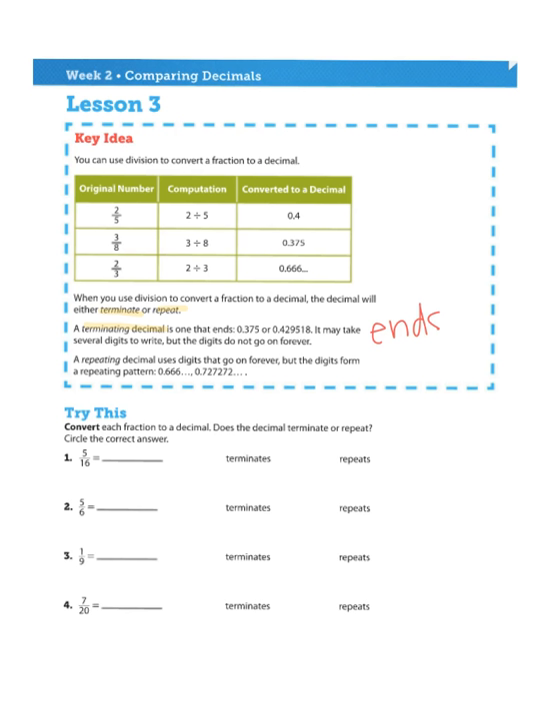A repeating decimal uses digits that go on forever, but the digits form a repeating pattern. So in your calculator, you'll see all these numbers come up. So 0.6666, and they use the ... to show that it goes on. Or 0.727272 ... That means it goes on forever. So a repeating decimal simply repeats.